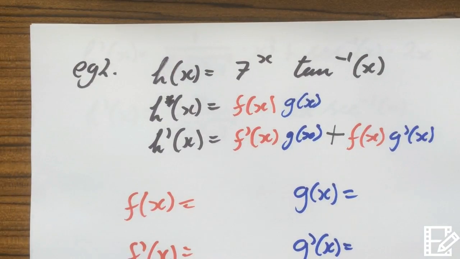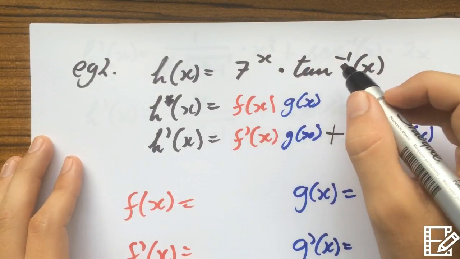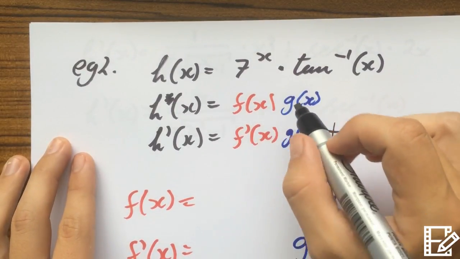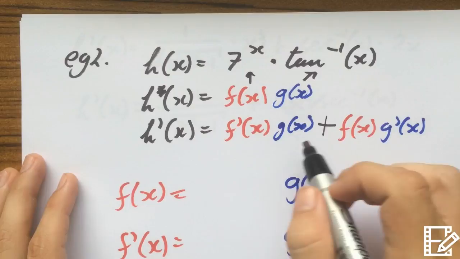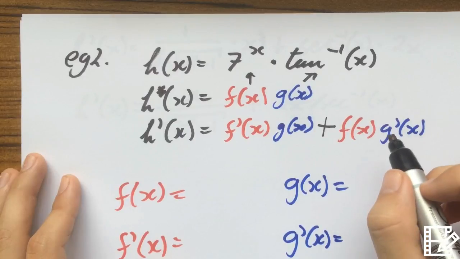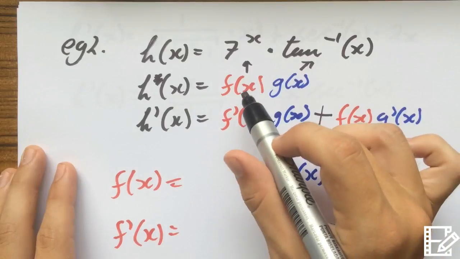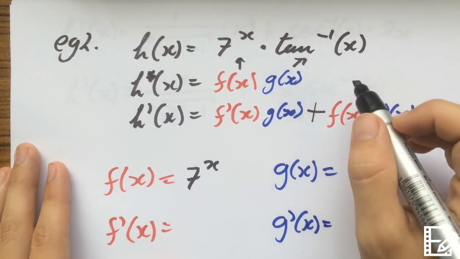Okay, now for our second example, I've got that written up. We have 7 to the power of x multiplied by the inverse of tan x. So we have a function multiplied by a function. We'll call this one f(x) and we'll call this one g(x). This is what we need in order to find the derivative: the derivative of f(x) multiplied by g(x) plus f(x) multiplied by the derivative of g(x). I've got them written down here. We just need to fill them in. So 7 to the x is f(x), and inverse of tan x is g(x).